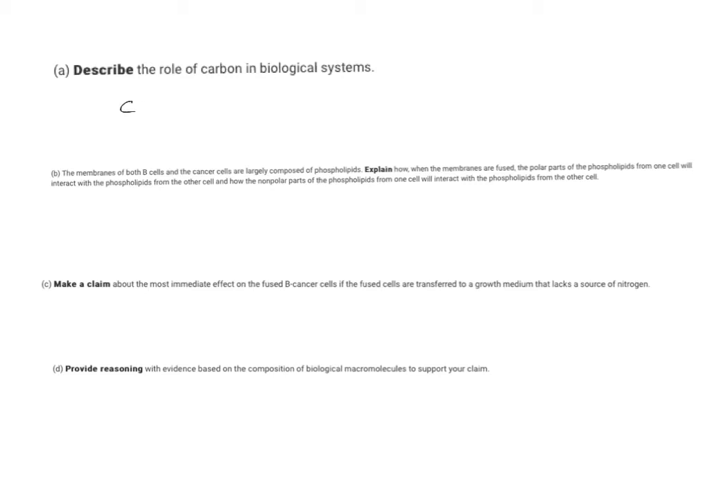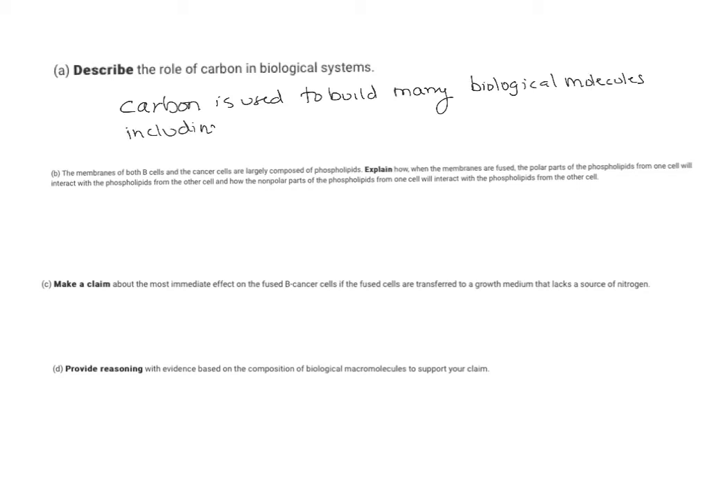That carbon is used to build many biological molecules, including, and you can list out the 4, lipids, proteins, nucleic acids, and carbohydrates. Okay? And that's it, right? Carbon is central because it's needed to build biological molecules.